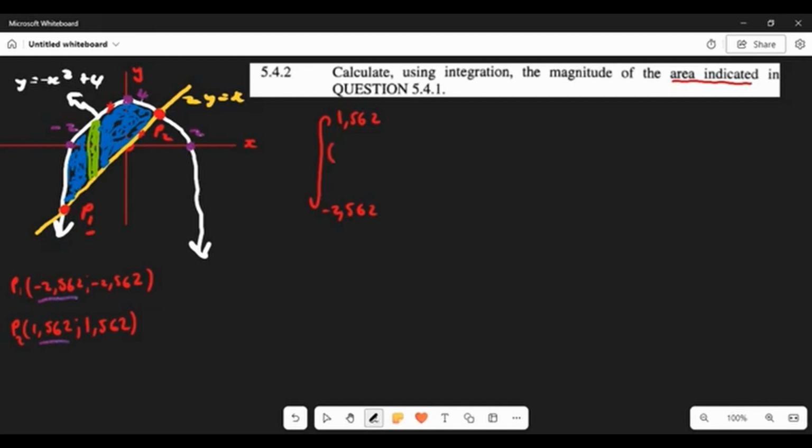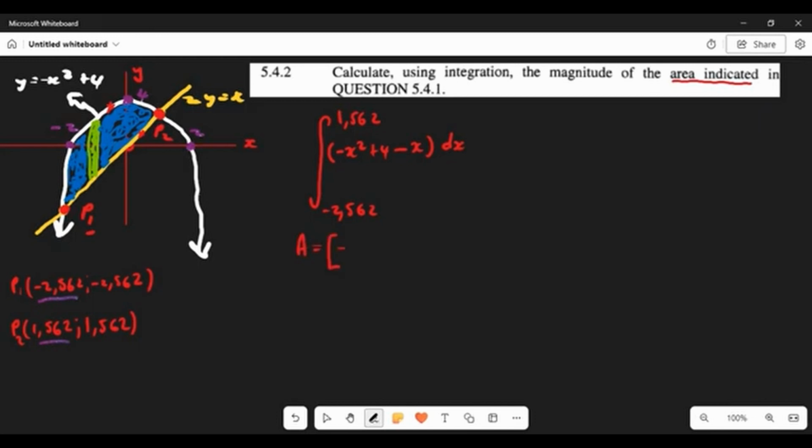So you're going to do the following. Remember, the equation of the upper is negative x squared plus 4, minus the straight line equation, which is minus x. Remember, the equation is y equals x, then dx. Then from there you start integrating. As you can see, this is a standard integration, so you don't really have to worry about it.